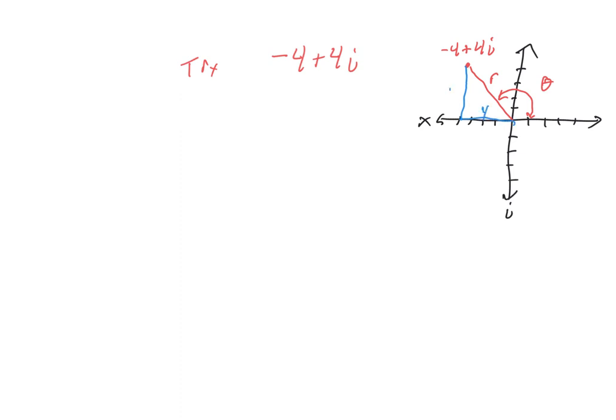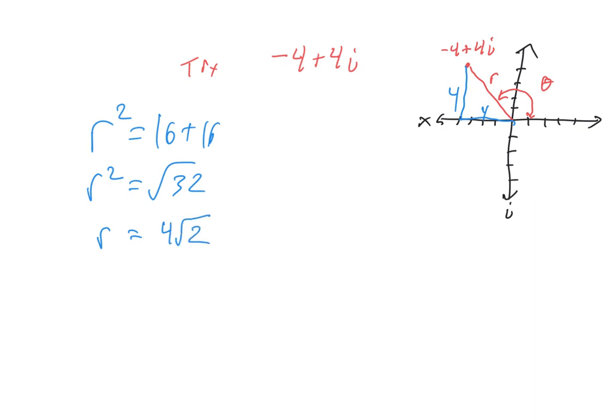It's over 4 and it's up 4. So r squared is equal to 16 plus 16. R squared equals 32, so r equals 4 root 2, plus or minus. So that's my r for my radius.